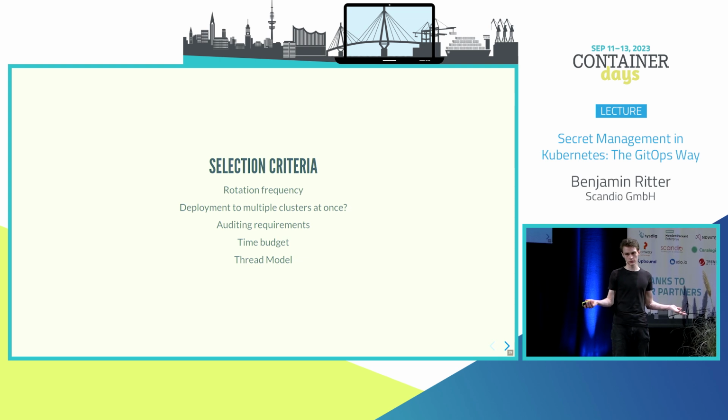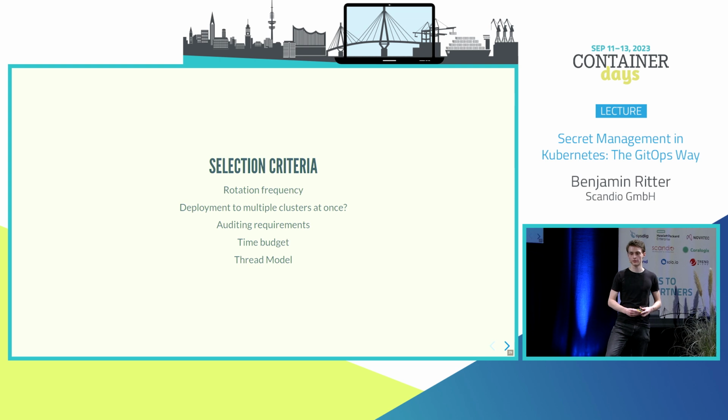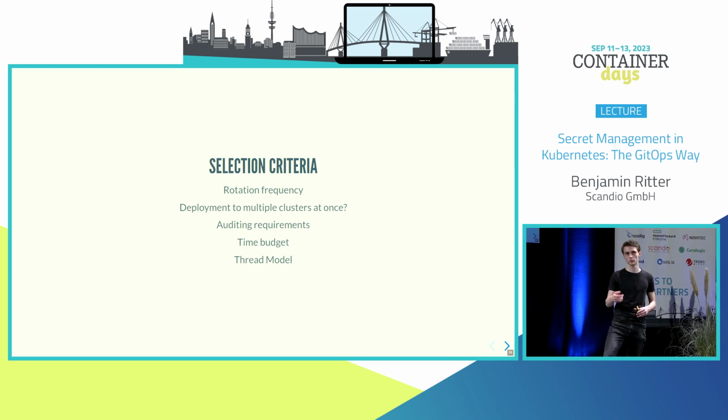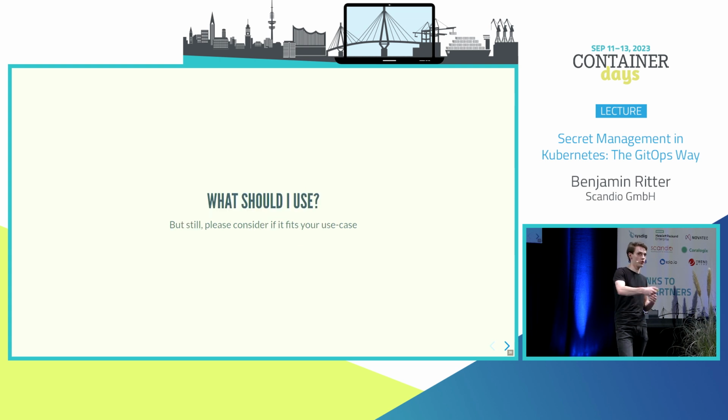So what should you use? There are a few selection criteria here. How often you rotate your secrets. If you're deploying the same application to multiple clusters. What are your auditing requirements? Are there any legal reasons you need to be able to have a paper trail for secret access, for example? What's your time budget? Of course, if you have a larger team, you might have a little bit more time to spend on a more sophisticated secret management solution. And your threat model. What can you trust? What do you not trust? And yeah.